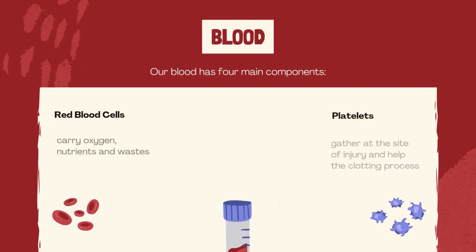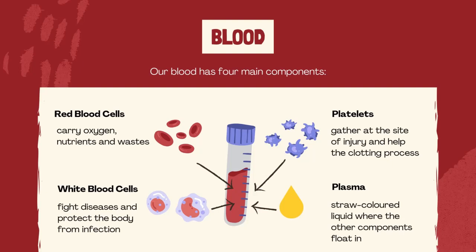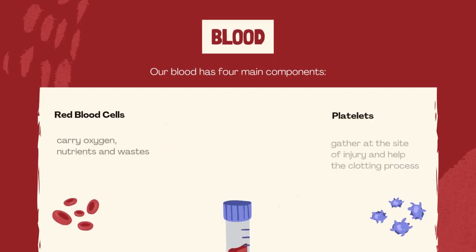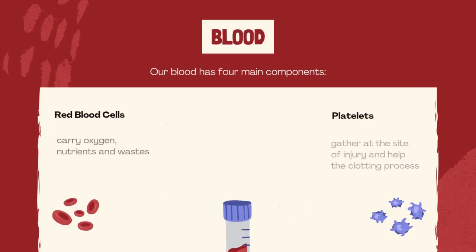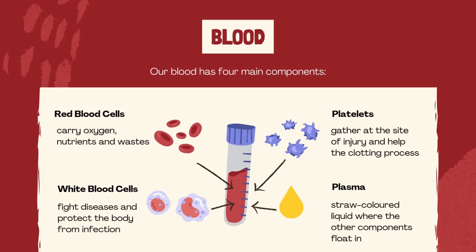Red blood cells. Carry oxygen, nutrients and wastes. White blood cells. Fight diseases and protect the body from infection. Platelets. Gather at the site of injury and help the clotting process. Plasma. Straw-colored liquid where the other components float in.